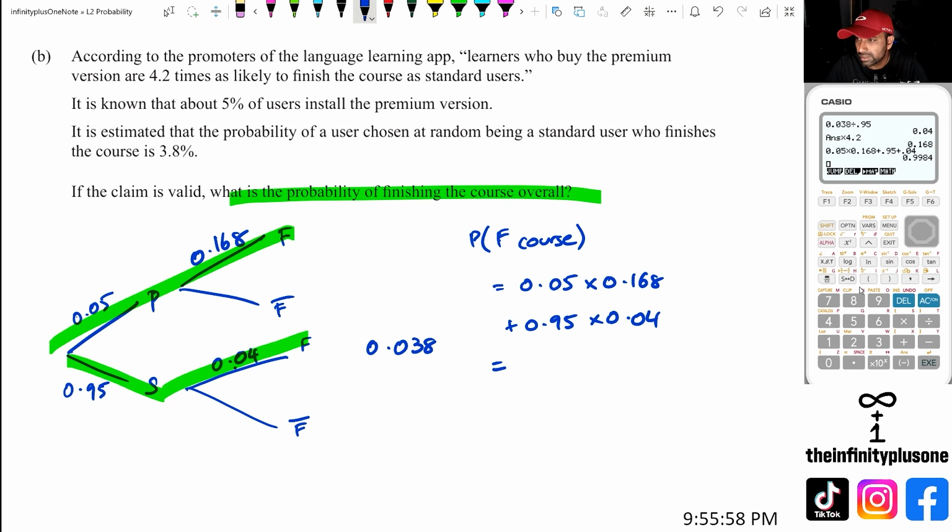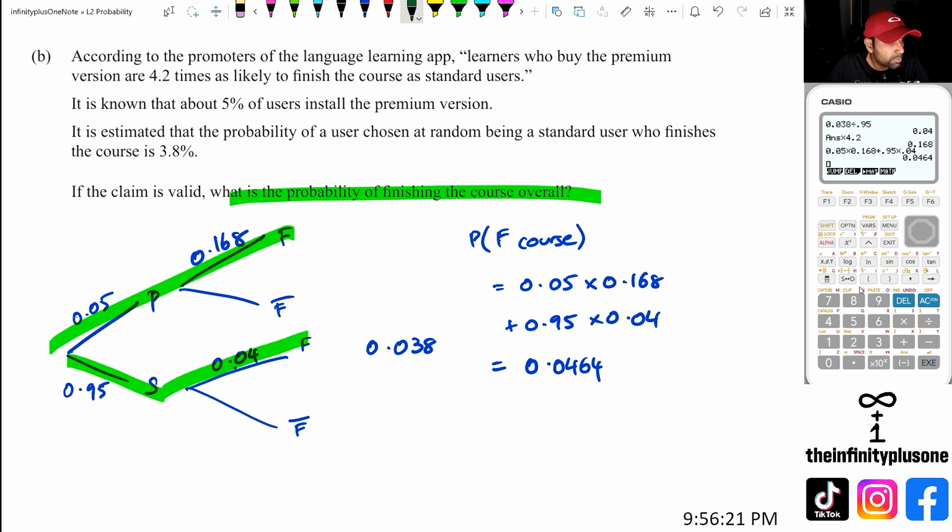That's going to give me 0.99. Hang on, have I done something wrong here? I feel like I've done something wrong. Yes, I have done something wrong. I can see where I made my mistake. There we go. That's much better. 0.0464 is going to be the probability.